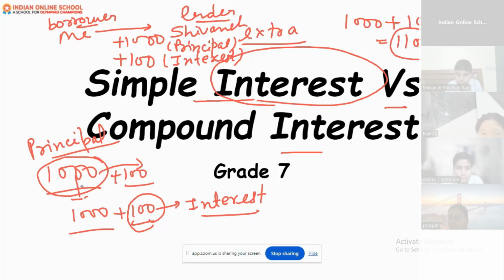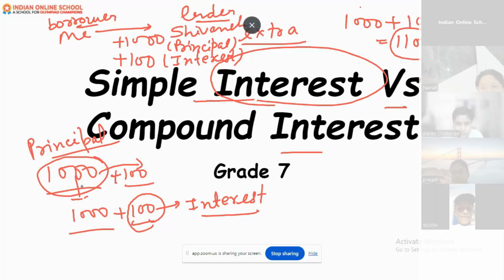So do you know what it is? Simple interest. This is the simple interest. This is the interest. This is the principal. But this 1,100, the principal plus interest, will become the amount. This is the total amount which I have to give Shivans.